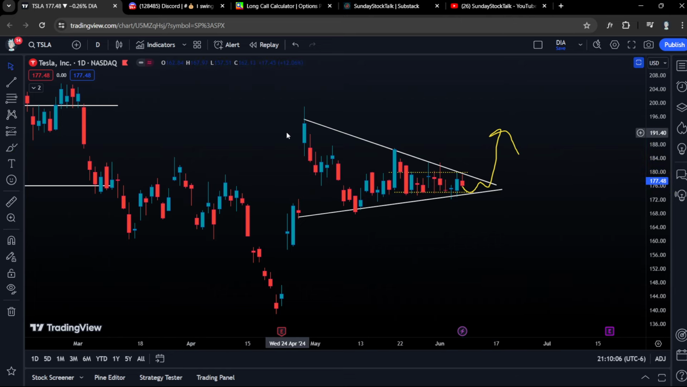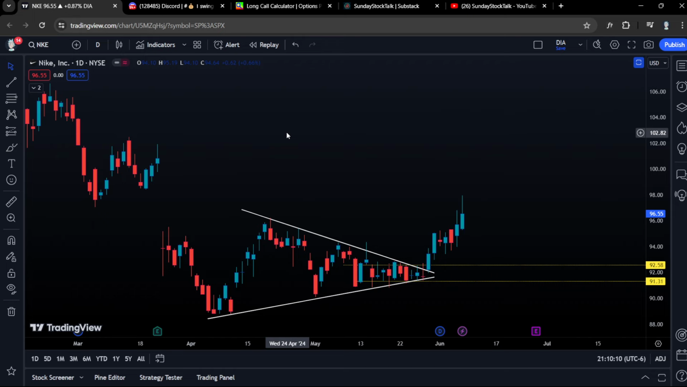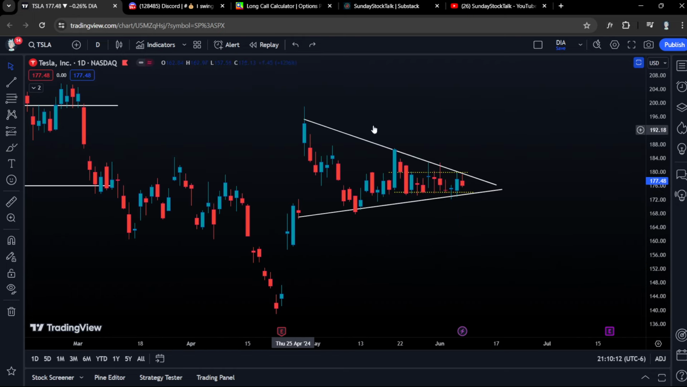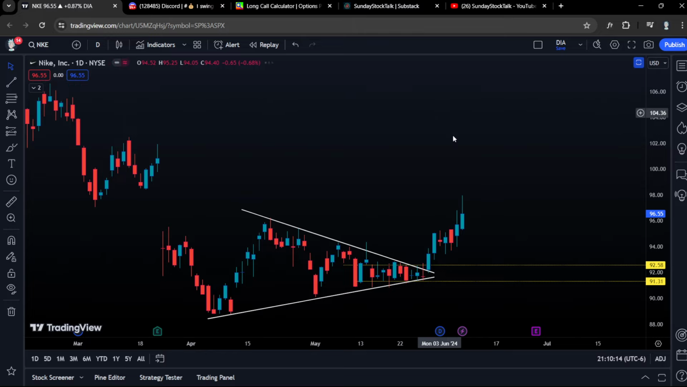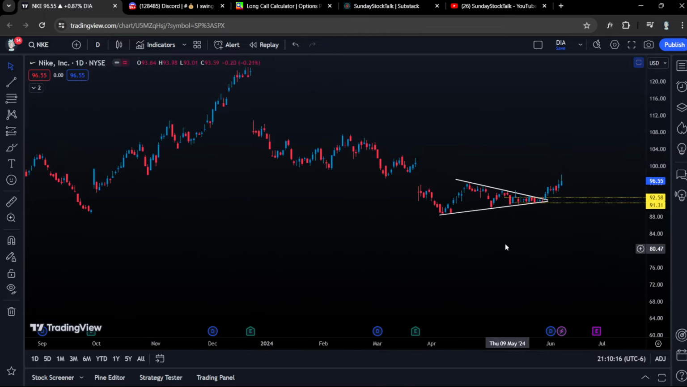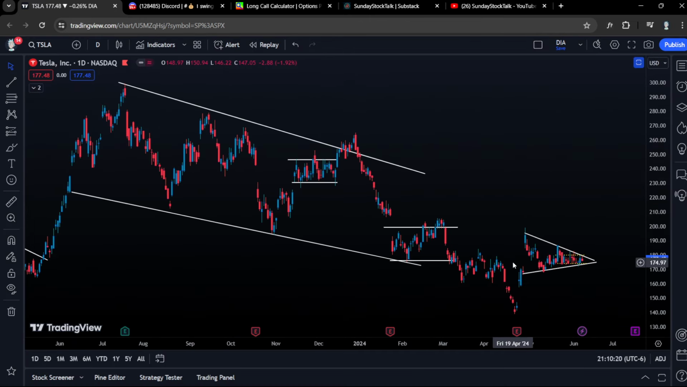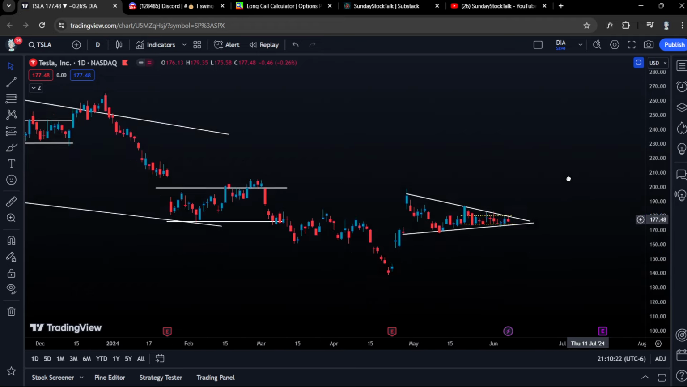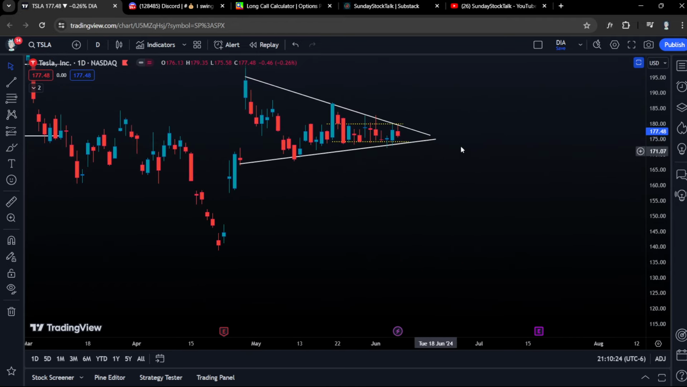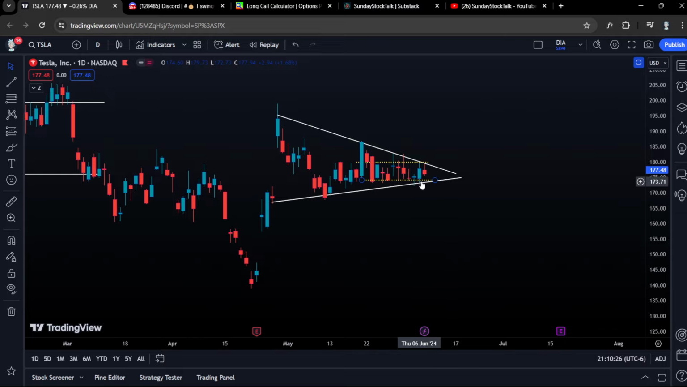So this is the chart on Tesla, and this is the chart on Nike. Again, very, very similar, which is very interesting. So let's go back to Tesla right here. This is going to be the perfect entry right in at the level of support.